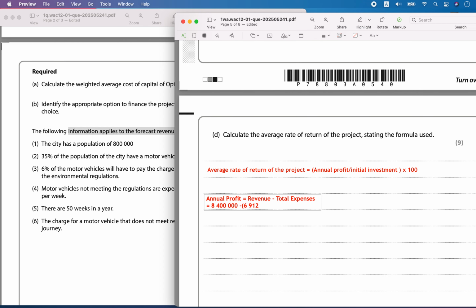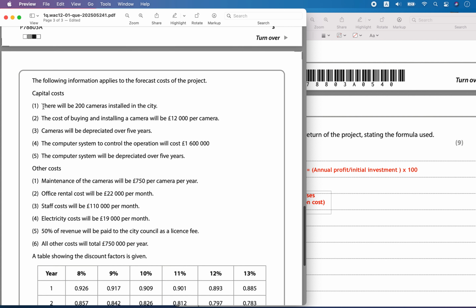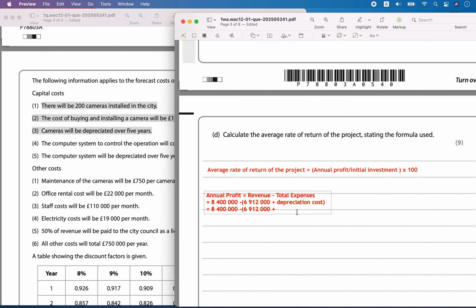So we had 6,912,000 plus the depreciation cost we have to include. Let's calculate that. We are seeing there are two depreciation costs here. As said, there will be 200 cameras installed in the city. The cost of buying and installing is 12,000 per camera, and the cameras will be depreciated over 5 years. For the first one, let's calculate the depreciation cost for the camera.